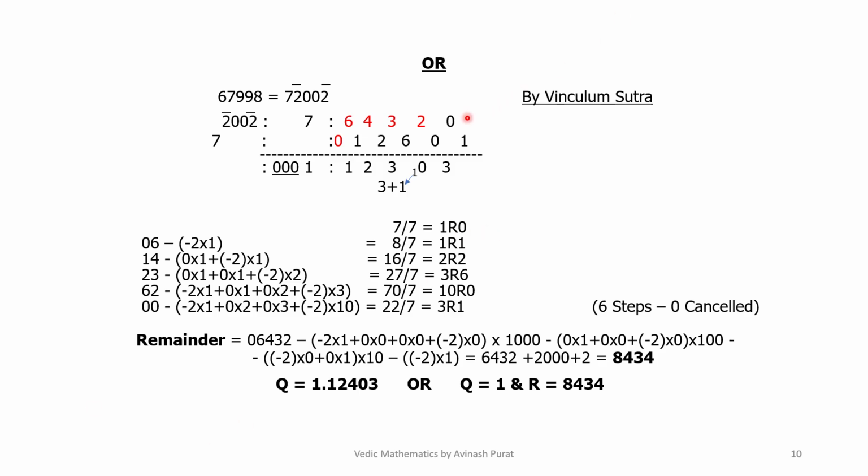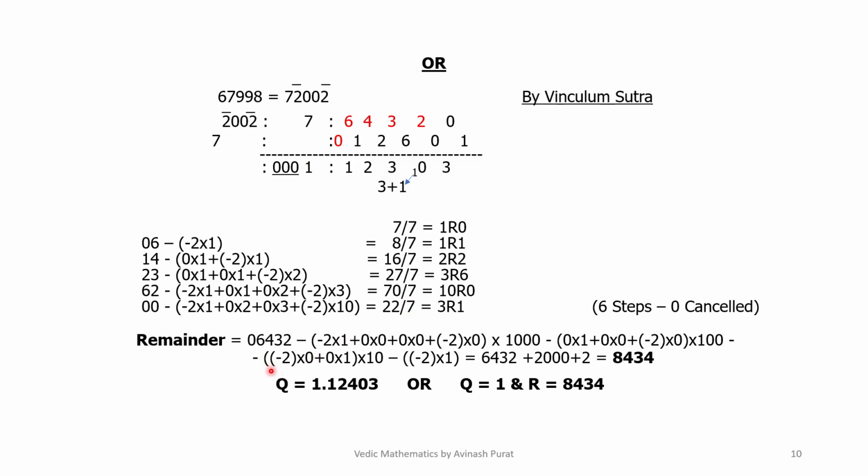So remainder is 0.6432 minus 2 into 1 plus 0 plus 0 plus minus 2 into 0 multiplied by 1000 minus 0 into 1 plus 0 into 0 minus 2 into 0, that is 0 multiplied by 100, then minus 2 into 1 plus minus 2 into 0, sorry, plus 0 into 1 multiplied by 10, and last is minus 2 into 1.